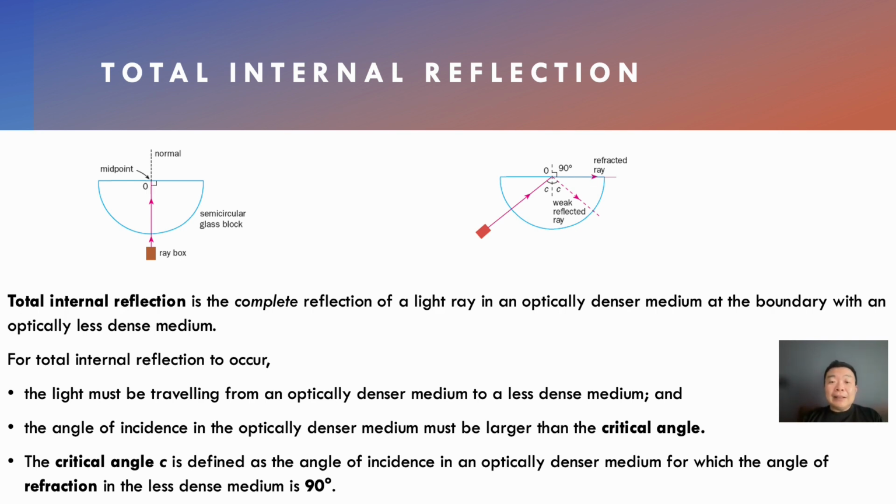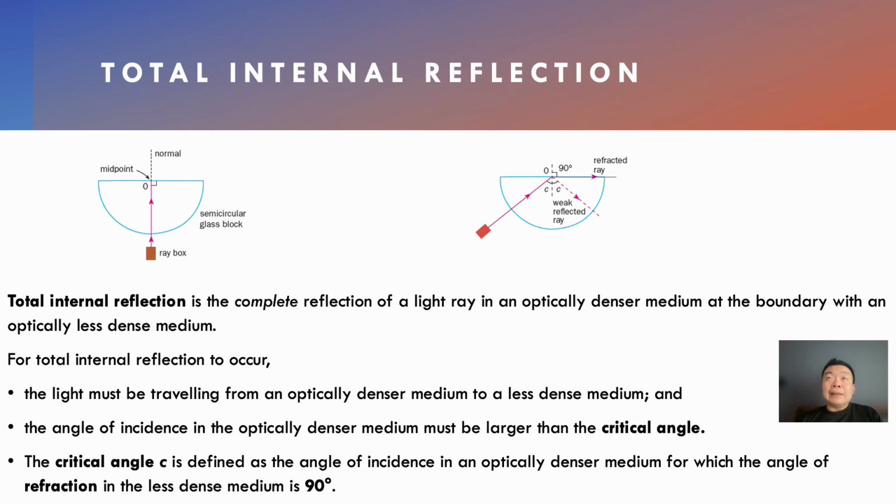So the definition here for total internal reflection is the complete reflection of a light ray in an optically denser medium at the boundary with an optically less dense medium. There are some strict criteria for this phenomenon to happen, so you need to always check these criteria. Number one, the light ray must be traveling from an optically denser medium to an optically less dense medium, for example, from water into air or from glass into air. So this is the first very important criterion to check.